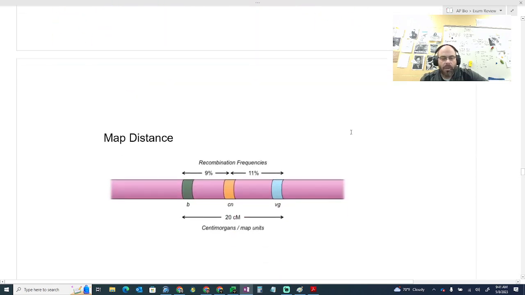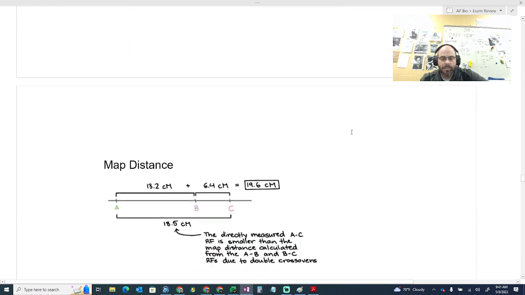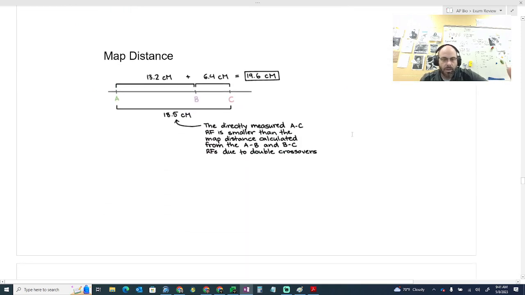I don't expect any problems with this, but I'm just showing you some of the things, and this is centimorgans again. Again, it's just addition. You don't want to try to overcomplicate this. And so this, double crossover.